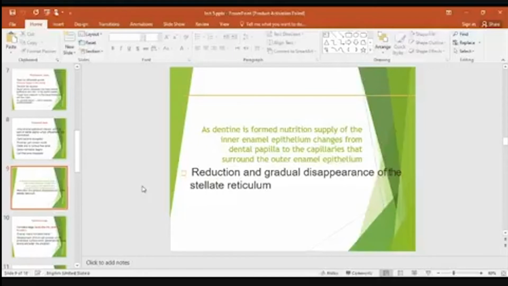The dentin is going to form, okay students? This dentin is going to form between the odontoblast cell that formed it and the inner enamel epithelia. This nutrition from the dental papilla: the inner enamel epithelia used to take nutrition from the dental papilla, which is below it. Now here it is going to be cut off. Okay? It was cut off. Why was it cut off? Because the dentin is formed. So it cut the nutrition to the inner enamel epithelia. So where does the inner enamel epithelia take its nutrition from? It takes it from the capillaries that surround the outer enamel epithelia.